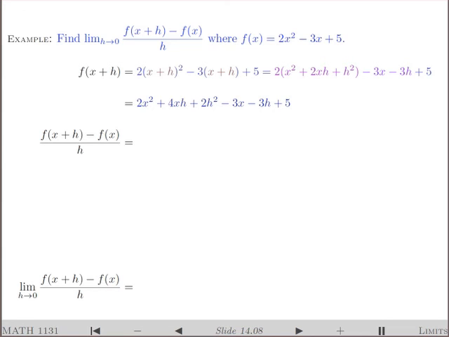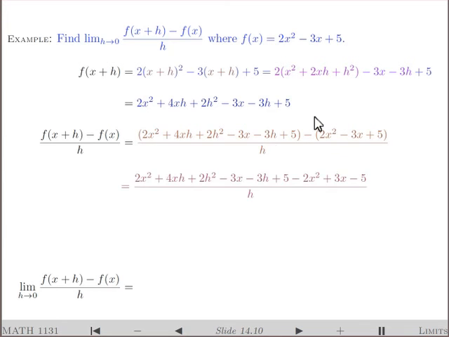Now we are going to do the difference quotient. F of x plus h, which we just calculated, minus f of x, which is all of this. Remember to use parentheses because the negative for minus f of x applies to all the terms in f of x. Now I'm going to distribute this negative and then combine like terms. I have 2x squared minus 2x squared, that's 0. And then minus 3x plus 3x, that's 0. And then 5 minus 5, that's 0. That leaves just 4xh plus 2h squared minus 3h after combining all the like terms.